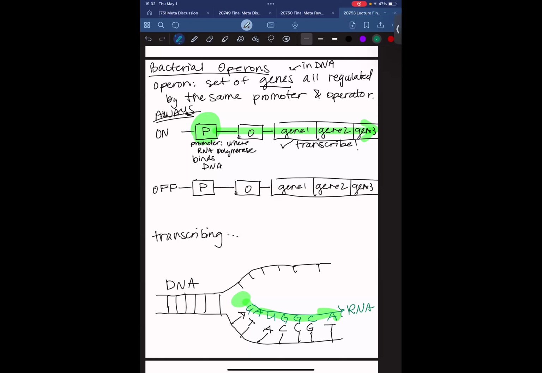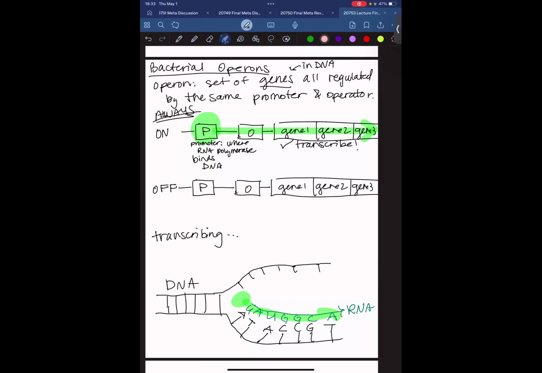So what happens is, when you have an operon that is being turned on or off.